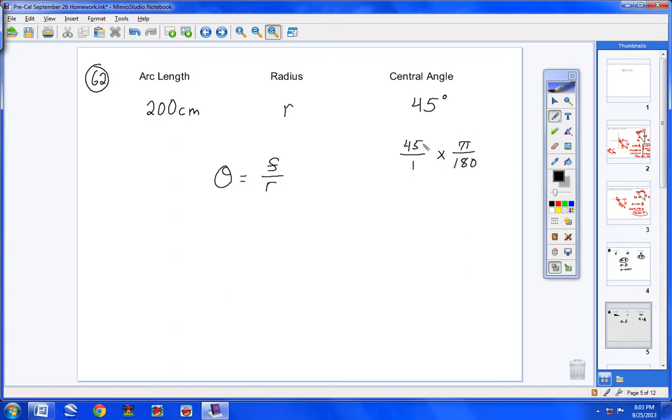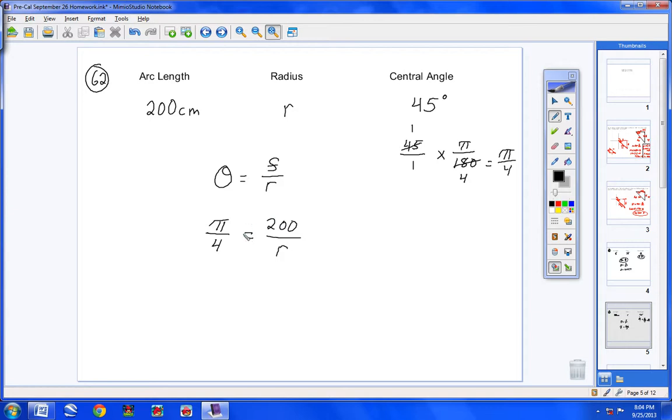45 does go into 180, so 45 goes into 45 once. 45 goes into 180 4 times. 1 times pi is pi, 1 times 4 is 4. So instead of using 45 degrees for the central angle, I'm going to use pi over 4. S is the arc length, so I'm going to put 200 for my arc length, and R, of course, is the radius.